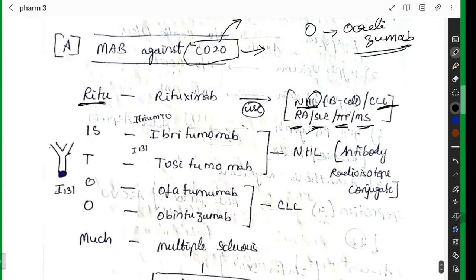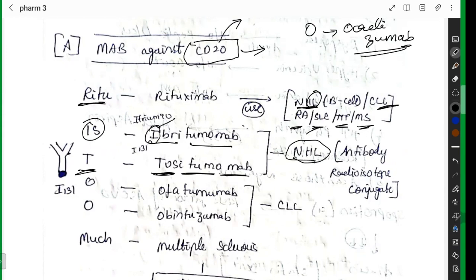Now coming to the I: I stands for Ibritumomab. So this is going to be your I, and T stands for Tositumomab. What are this Ibritumomab and Tositumomab? They act against non-Hodgkin's lymphoma. Here I will tell you one example. I starts with I, right?